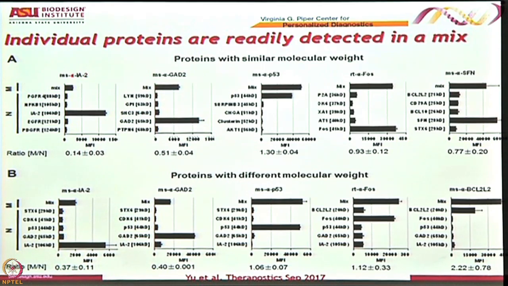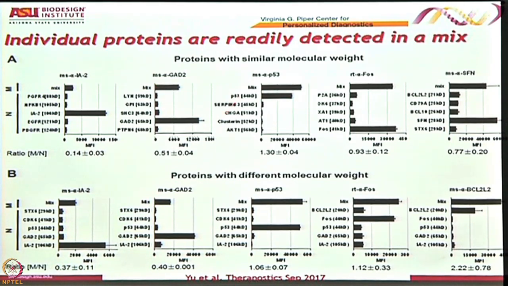And you can see for this IA2 protein, we detected it in the mix. We detected it much better as a single spot. So to some extent, this protein did not do as well in this group as it did there, but we could still measure it. So we wouldn't have missed that in a study. Here's another one, GAD2. We can detect it in the mix. We can see it as a single protein. Here's anti-p53. It turns out that the mix was even better than the single protein. Here's anti-FOS. You can see that the mix was about the same as the individual spots. And here's, I can't read that, SFN. And again, you can see that they're comparable. That showed us that the system was basically working.